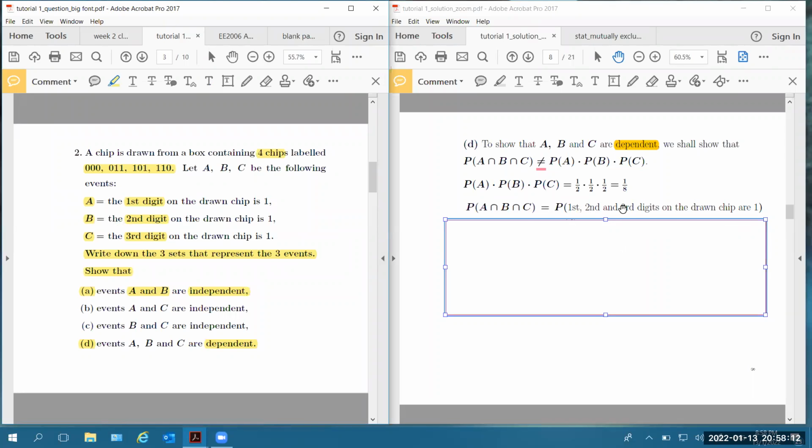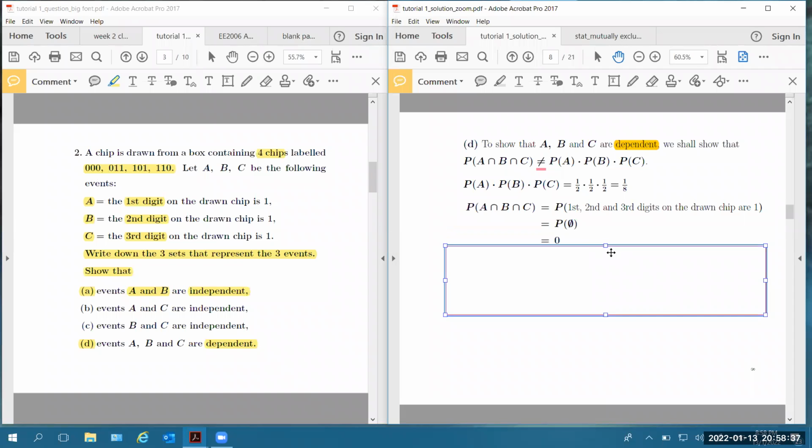First, second and third digits are 1. So we must go and look for the chip 111. Inside the box, do we have this chip 111? Anyone? No, we don't have it, right? So what is this probability? There's no such chip, so the event is a null event. So the probability is 0.